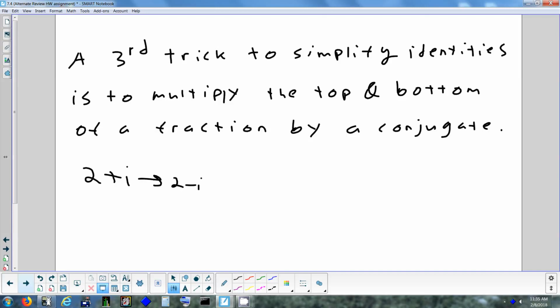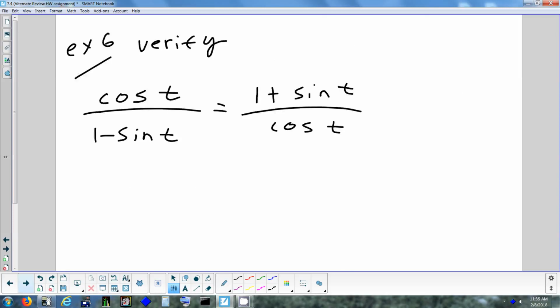Now, we're not doing imaginary numbers. I'm just showing you that conjugates are used in other places besides what we're doing right now. So 2 plus i, 2 minus i. What's nice is it's very obvious when to use this trick. You're going to have a trig function, plus or minus, and then a number. When I look at that, I think conjugate right away. 1 plus sine, 1 minus sine.